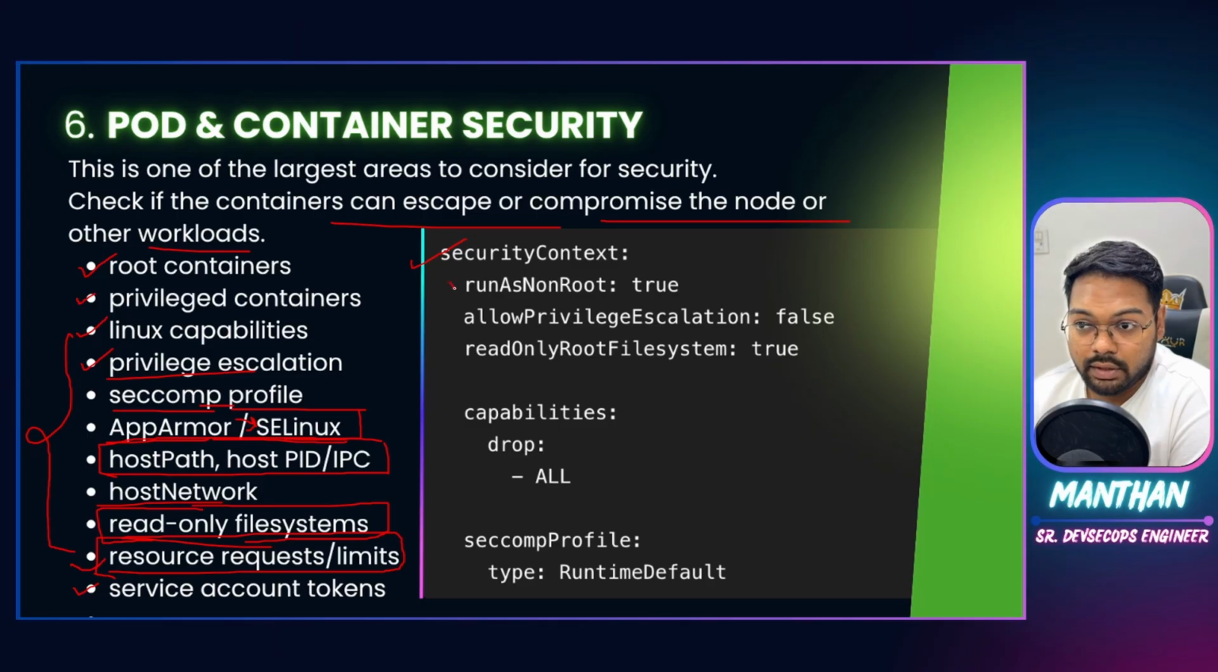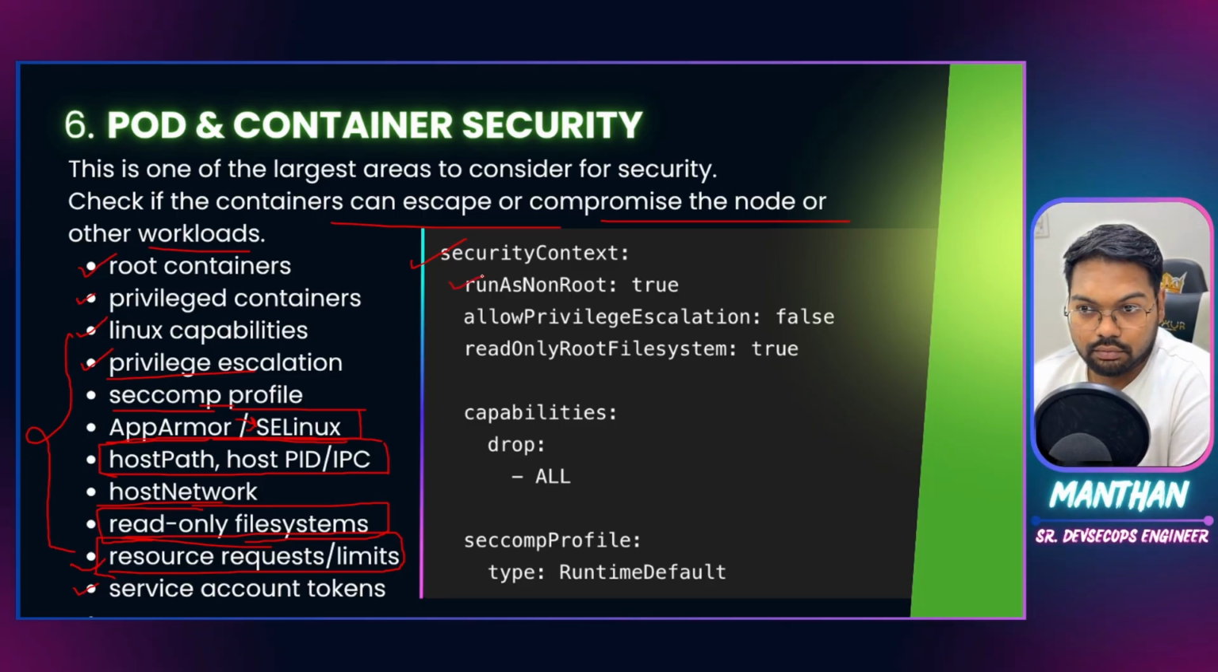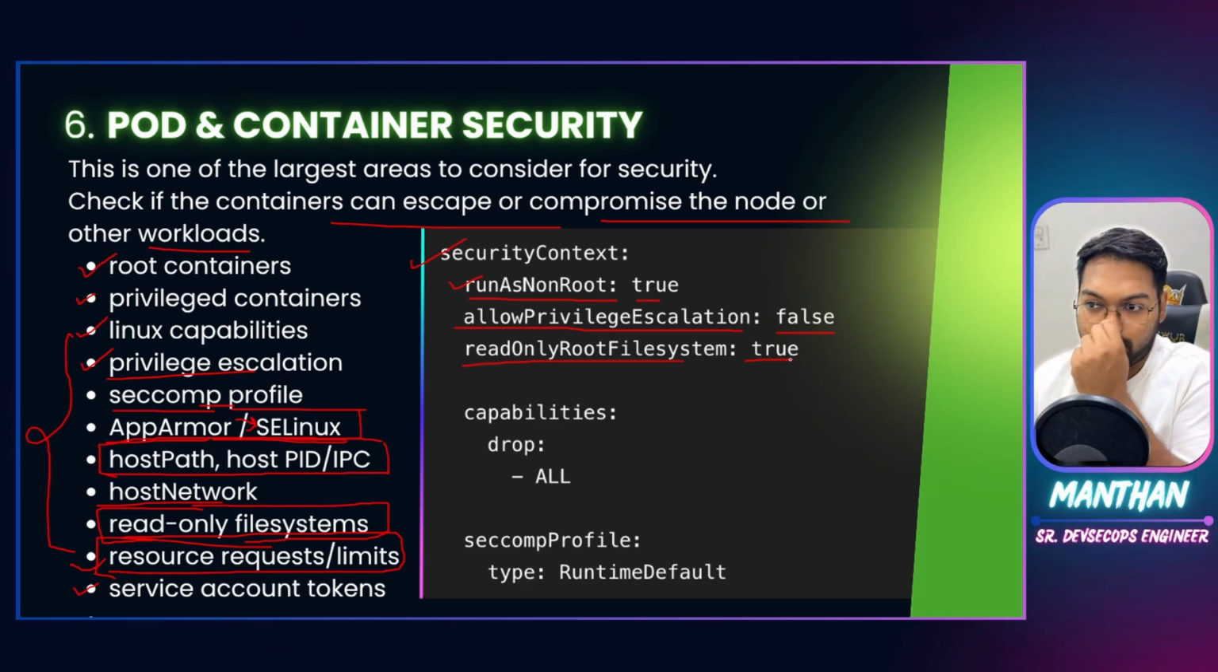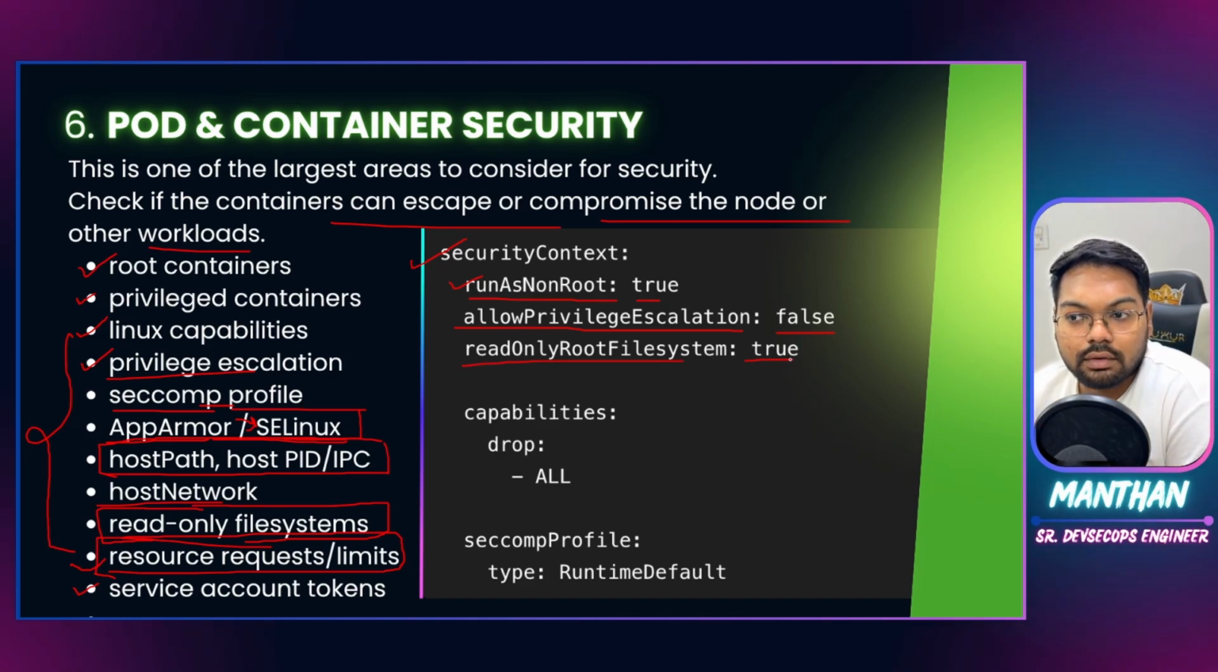So where we can mention, okay, do not run as root user. So only run as non-root user. So that should be true. Then allow privilege escalation should be false. Read-only root file system should be true. If that is not applied, then it would be false, and then they can create files. They can install packages, something like that.